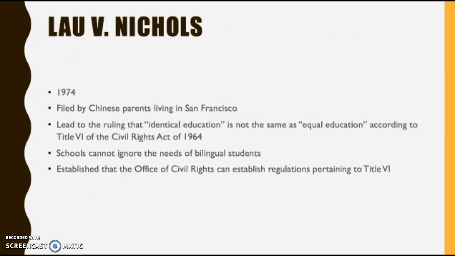And then we have Lau versus Nichols. This was in 1974, and this was a Supreme Court case. So this was a national standard, not just state. It was filed by Chinese parents living in San Francisco, who felt that the education being provided was not equal. It led to the ruling that identical education is not equal education, according to Title VI of the Civil Rights Act of 1964, which is what we first started with. It says that schools cannot ignore the needs of bilingual students. It also established that the Office for Civil Rights can establish regulations pertaining to Title VI.